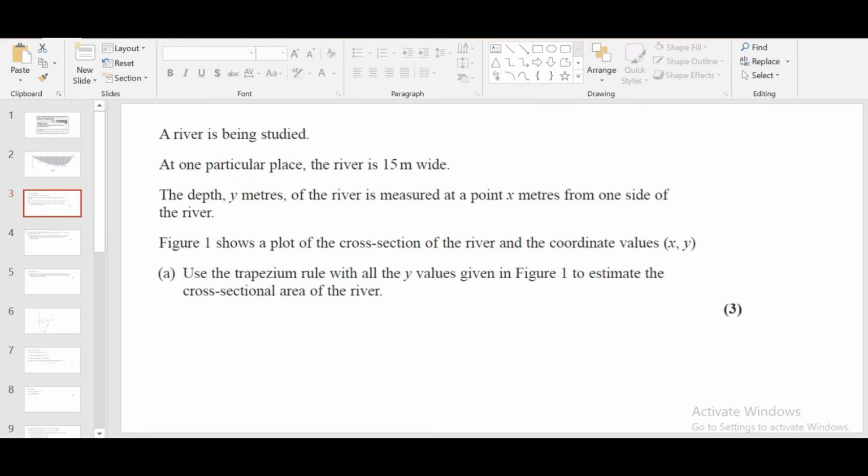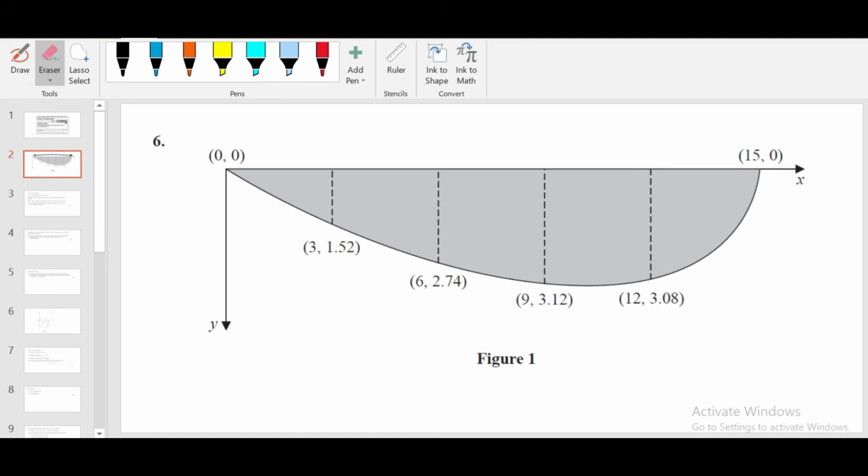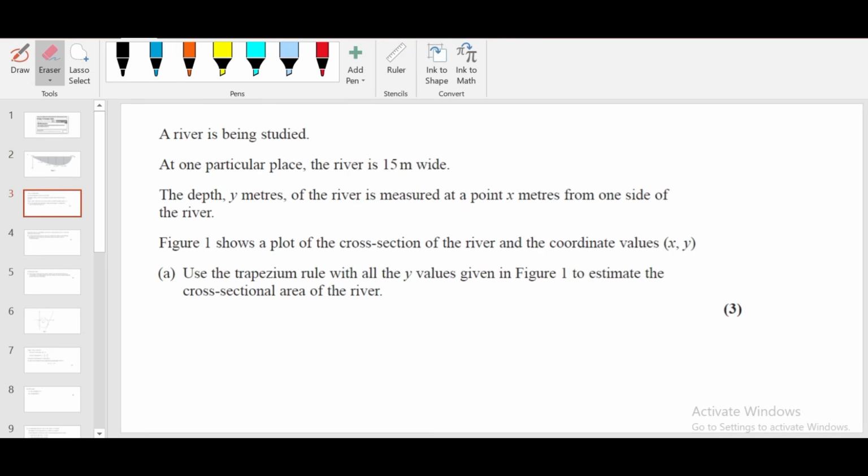It says a river is being studied. At one particular place the river is 15 meter wide. So they are talking about this 15 meter, 0 to 15, right? And then the depth of y meters of the river is measured at point x meters from one side of the river. Okay, figure 1 shows plot of cross section of the river, coordinate values x and y.